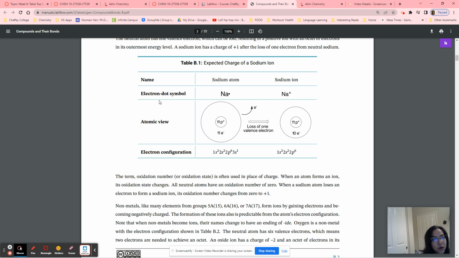Okay, so electron dot symbols, also known as Lewis dot structures, basically show the number of electrons around the atom. So in this case, we start with the symbol, which is sodium. It has one valence electron, so we put one valence electron next to it. It lost that valence electron, so we can no longer show that valence electron, but we have to indicate that it is now positive in charge.